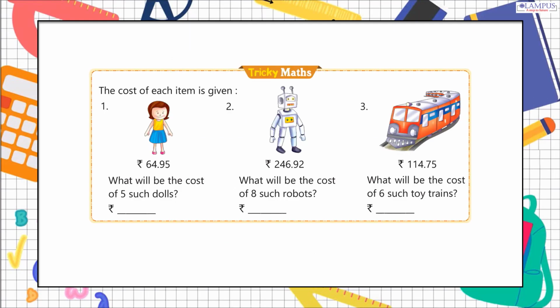Tricky maths. The cost of each item is given. 1. One doll cost rupees 64.95. What will be the cost of 5 such dolls? 2. One robot cost rupees 246.92. What will be the cost of 8 such robots? 3. One train cost rupees 114.75. What will be the cost of 6 such toy trains?